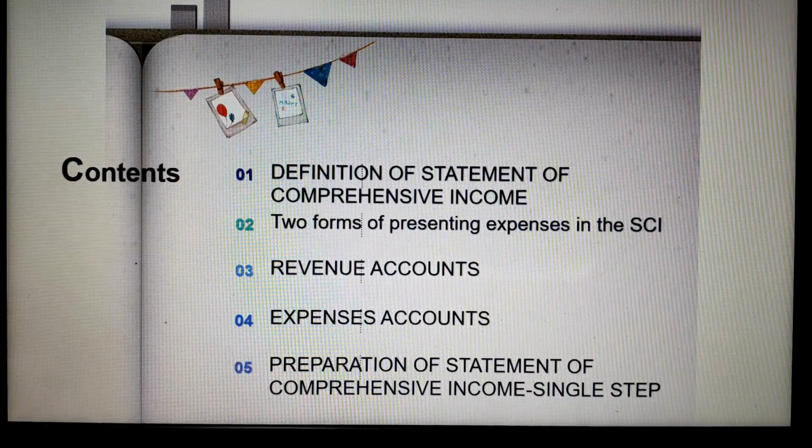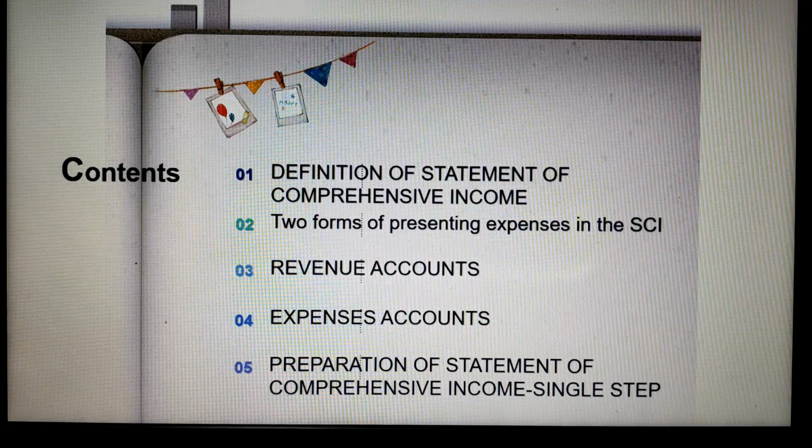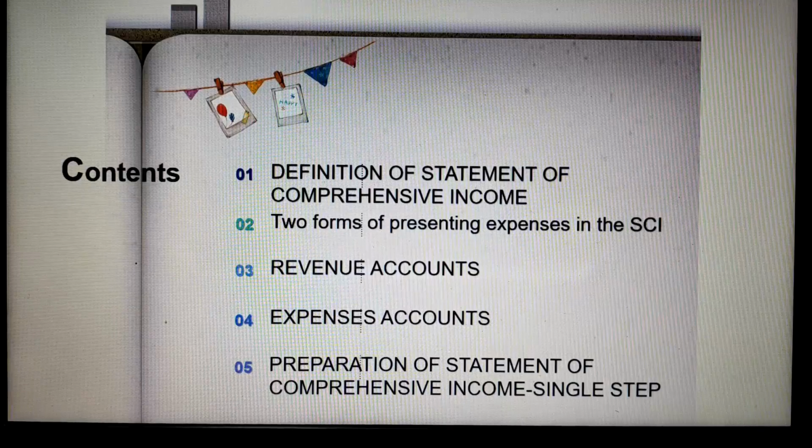So ang content ani nga video are definition of statement of comprehensive income, two forms of presenting expenses in the statement of comprehensive income, revenue accounts, expenses accounts, preparation of statement of comprehensive income single step.